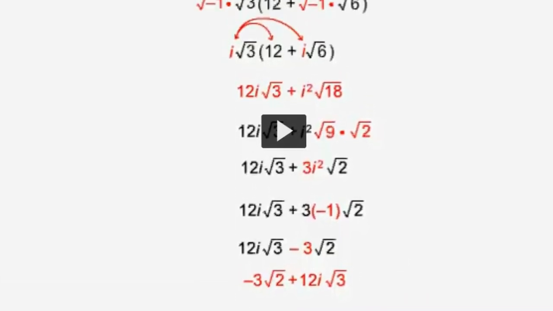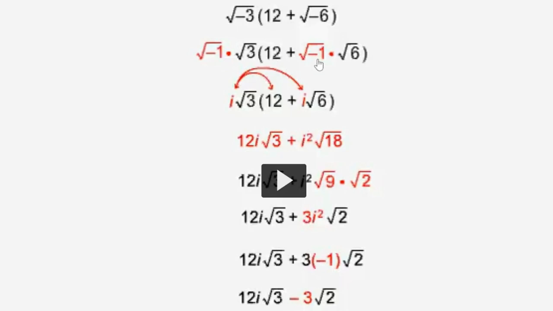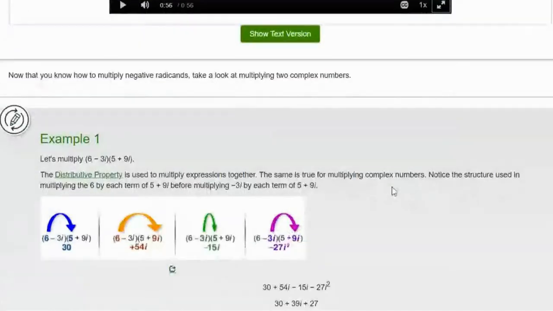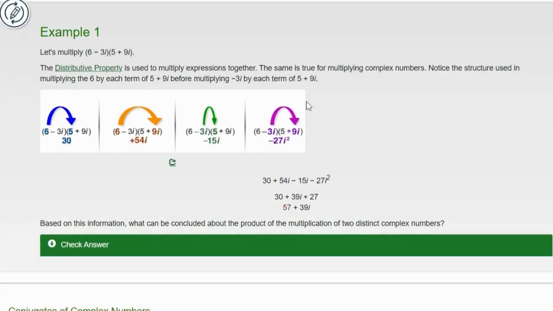But the first thing they had to do was pull that negative 1, square root of negative 1, out of both terms. Otherwise, you'd miss this negative out front. Your answer would be incorrect. All right. Now that you know how to multiply negative radicands, let's multiply two complex numbers. All right, so I'm going to put this on paper so we can do a good example of this. Before we run out of time, class time is getting low here.